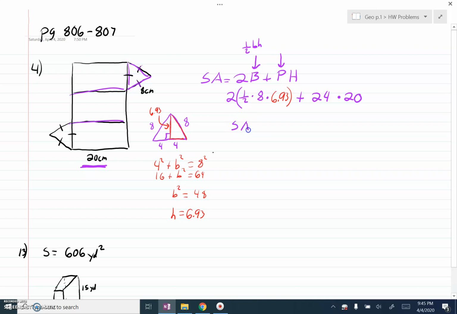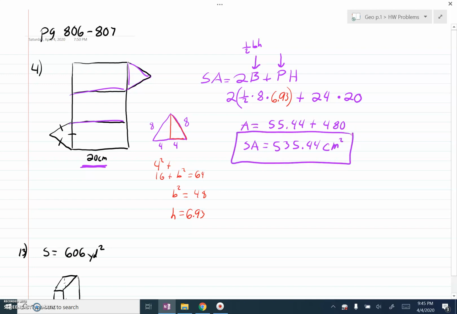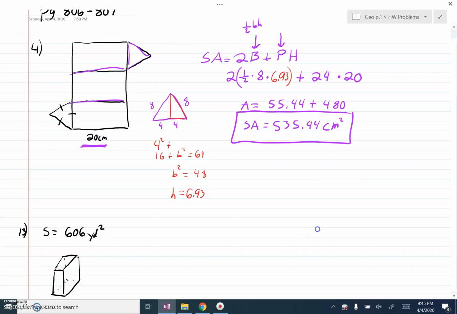Okay, so now I plug in the calculator. 2 times 8 times 6.93 is 55.44. Plus 20 times 24 is 480. You add those together, and you end up with 535.44. So that'd be your surface area. And the units are squared because we're trying to find the surface area. Okay, so that's a tricky one. The triangular prisms are probably the hardest ones to do.